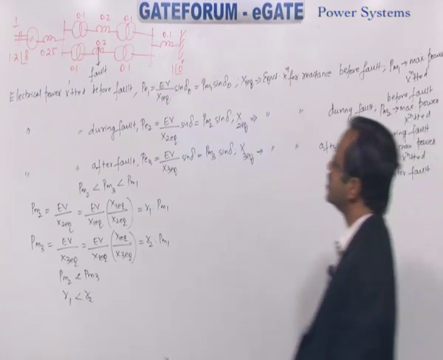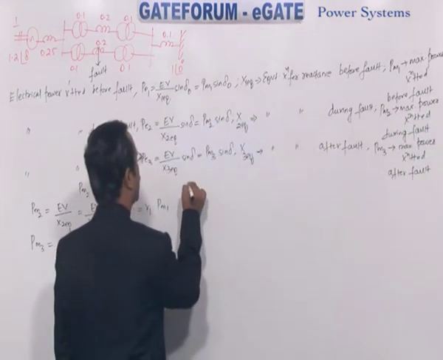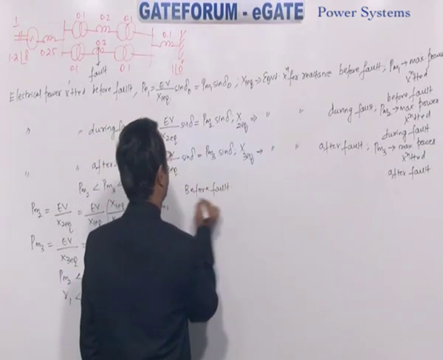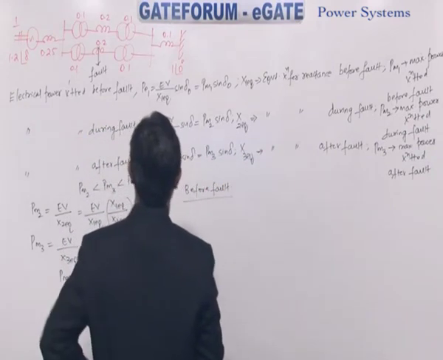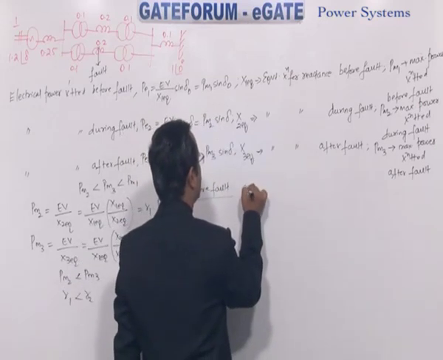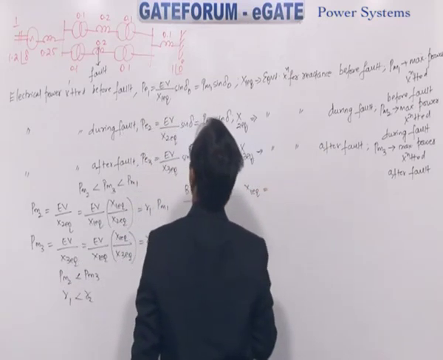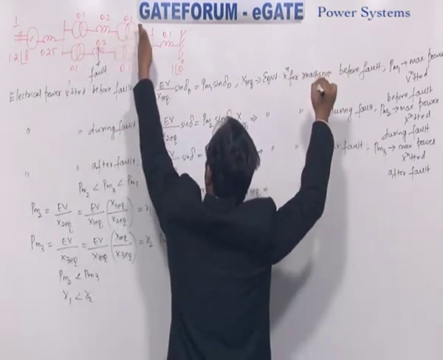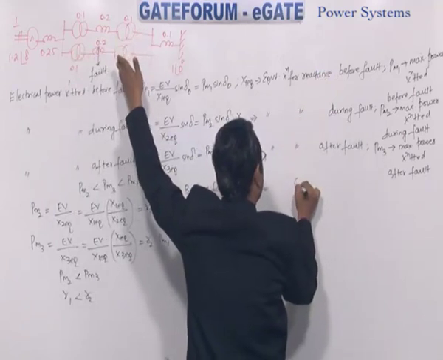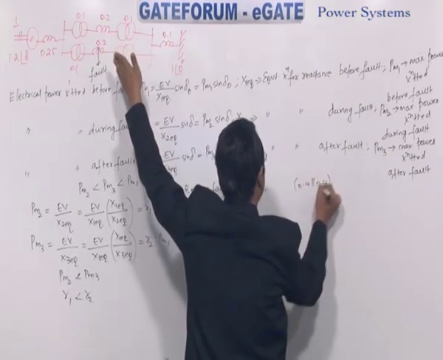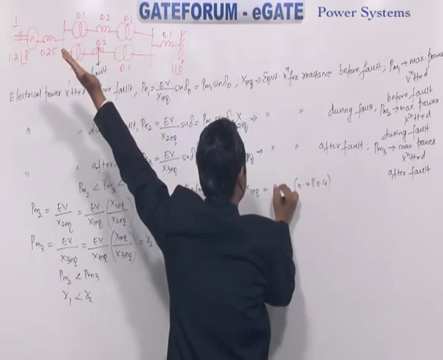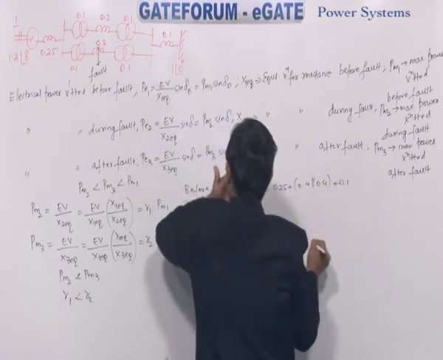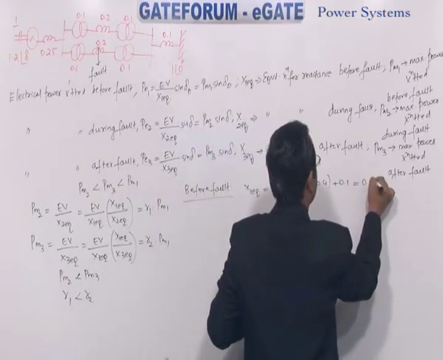And now we will find out first the maximum power transmitted before fault. How do we analyze X1 equivalent? It is the total reactance before fault. We have two lines, this is 0.4, this is 0.4. Both are in parallel. That side 0.25 is in series, and to this side we have 0.1. So how much do you get now? It is 0.55.